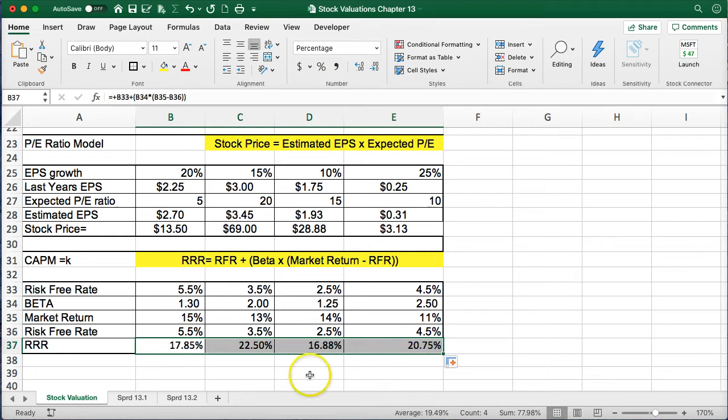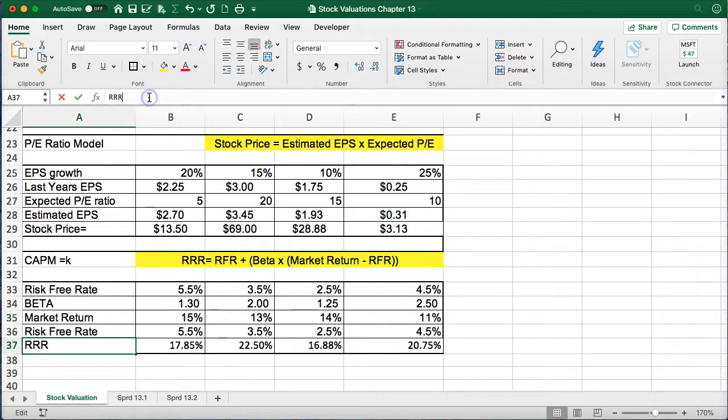You can pull it across. So given this level of beta and this level of market return and risk-free rate, this is the required rate of return, sometimes known as the symbol K. So this stands for required rate of return, risk-free rate, beta, market return, and risk-free rate. So they're listed out here.